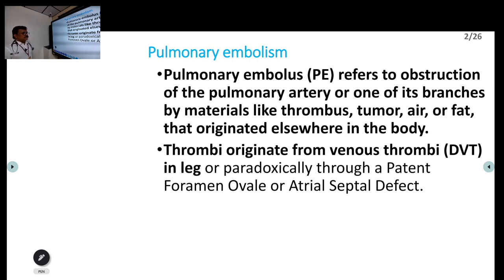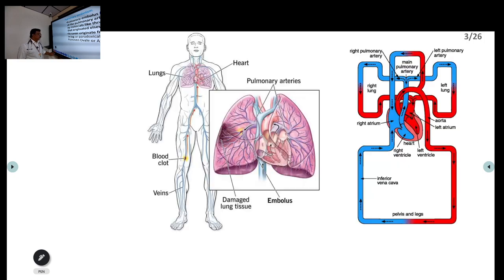So thrombi originate from venous thrombi, especially in the lower limb. Thrombi can dislodge from the area and go to the pulmonary circulation. You can see here the legs through the vein. Suppose there is a thrombus here, it travels through the vein and goes to the heart. From the heart, it will go to the lungs. You can trace this, it will go to the lungs.